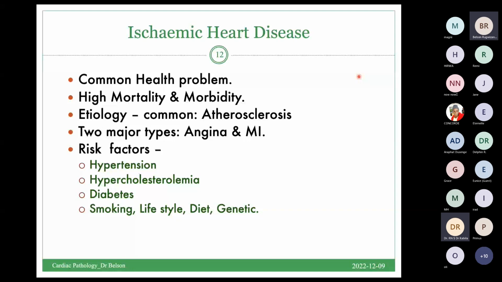Iyo ubonye nka imibare igaragaza impamvu zitera impfu ku isi mu bantu cyane cyane bakuze, izi ni indwara za mbere. Coronary heart disease is among the first one, more than cancers even. So etiology, as I said, the most common is atherosclerosis. So we have two major types, angina pectoris and myocardial infarction. I think I have explained in a few summary the difference. Angina ni ischemia and not yet necrosis. When necrosis is there, it is myocardial infarction.